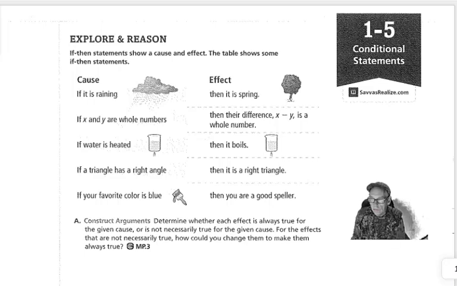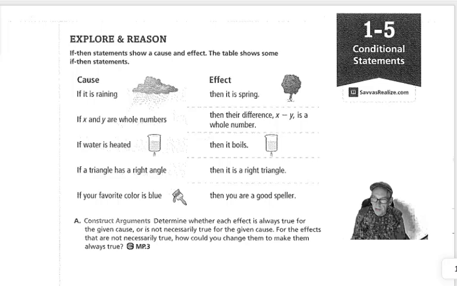So you have to evaluate these based on the situation. You can't just assume they're always going to be true or always going to be false. If x and y are whole numbers, then their difference is a whole number. If water is heated, then it'll boil. If a triangle has a right angle, then it's a right triangle. And if your favorite color is blue, then you're a good speller. So these are all conditional statements because they're set up in if-then form. They may or may not be true.